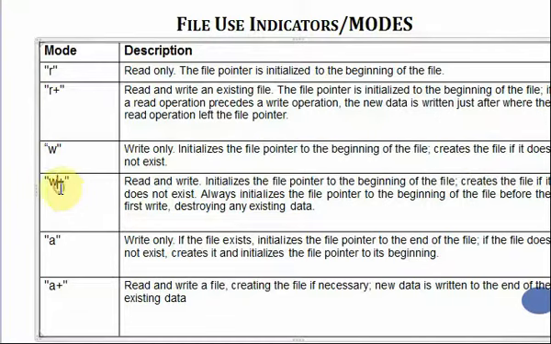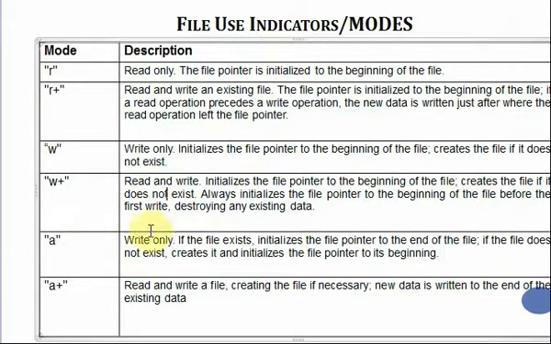Similarly the next one is w plus, that is read as well as write. The first point is the same: it initializes to the beginning of the file and creates the file if it does not exist. Even this is the same as what you have seen for write. It always initializes the pointer to the beginning of the file before the first write, destroying any existing data. So if any existing data is there, it is destroyed, and your file pointer will be placed at the beginning of the file. That is w plus.